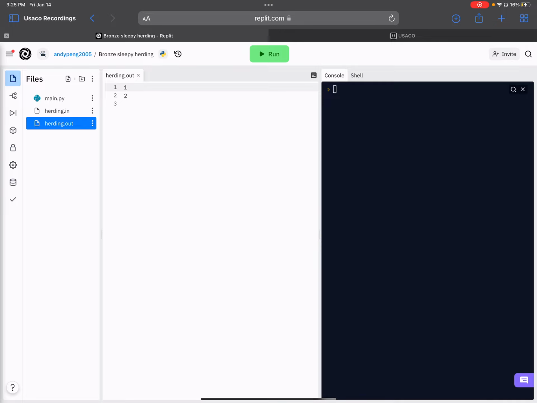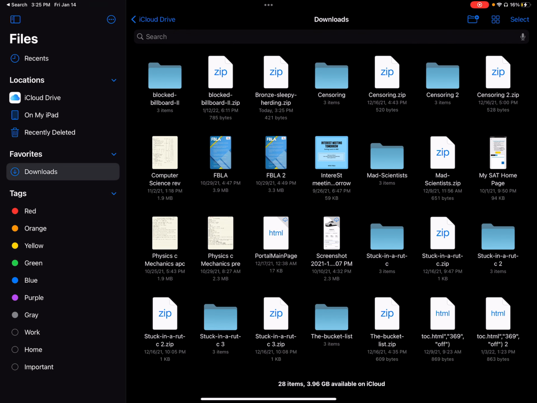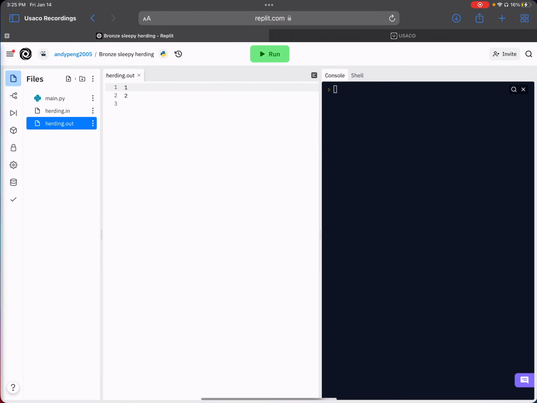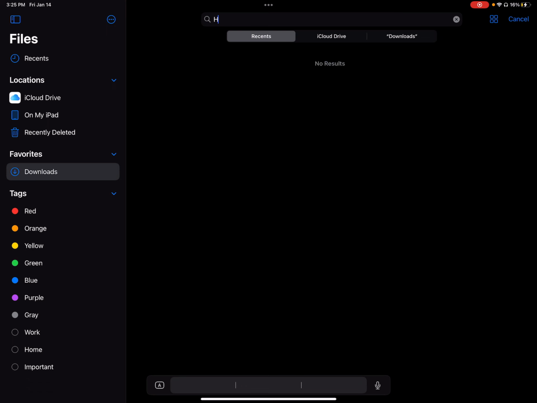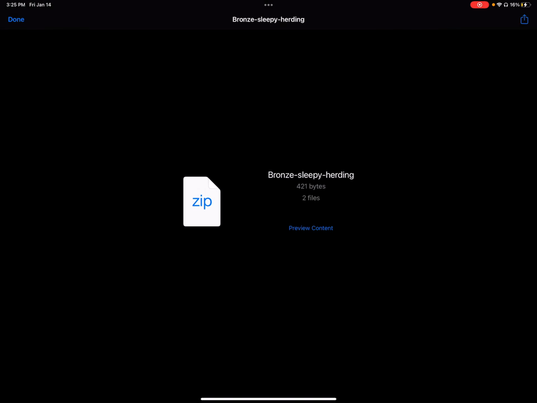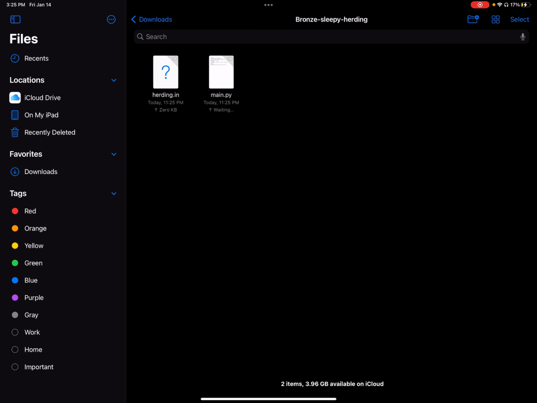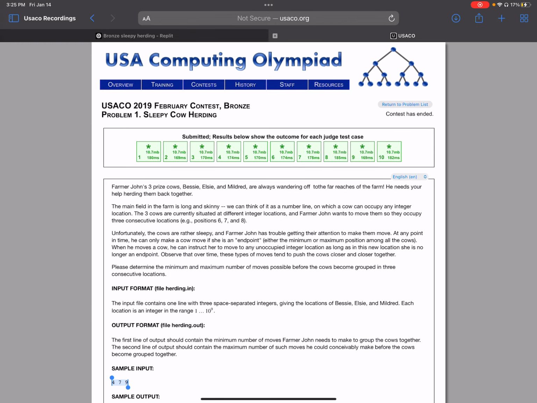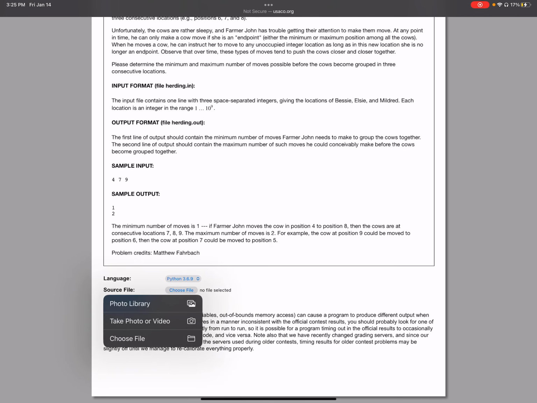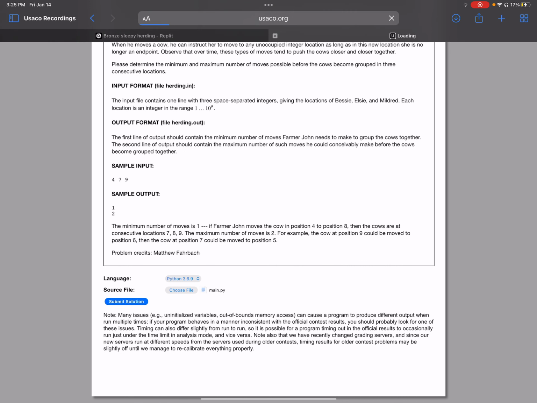So let me just download this as a zip real quick. Download, and now I'll go to files, and what was this called? Herding.out. Herding. Okay. If I can unzip this, please. Oh, there it is. Okay, and then I'm gonna go to the USACO and upload it. Python 3.6.9, choose file, main.py. Alright.